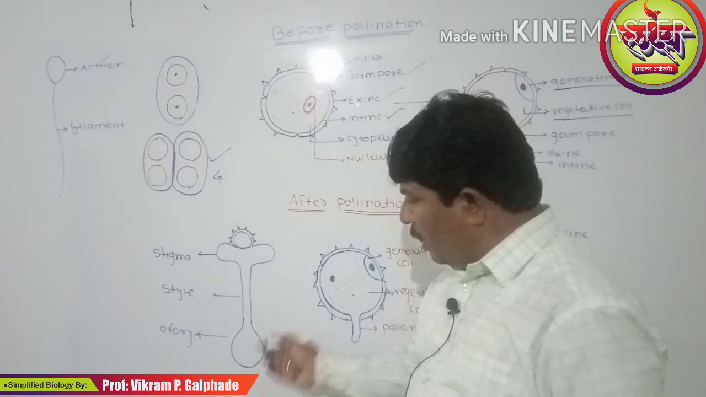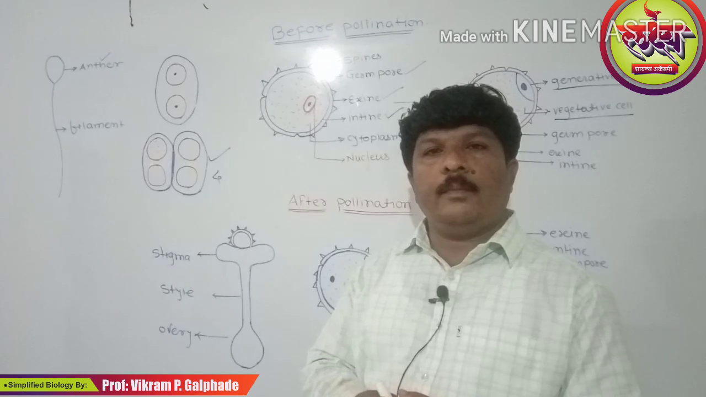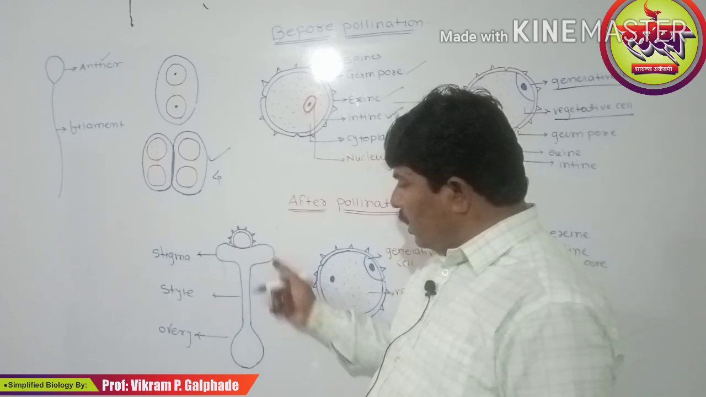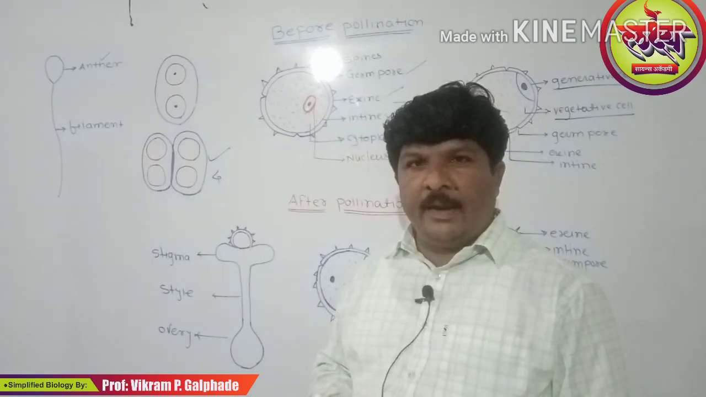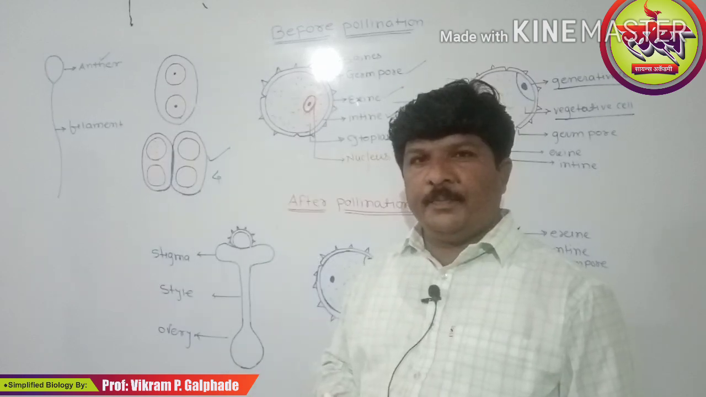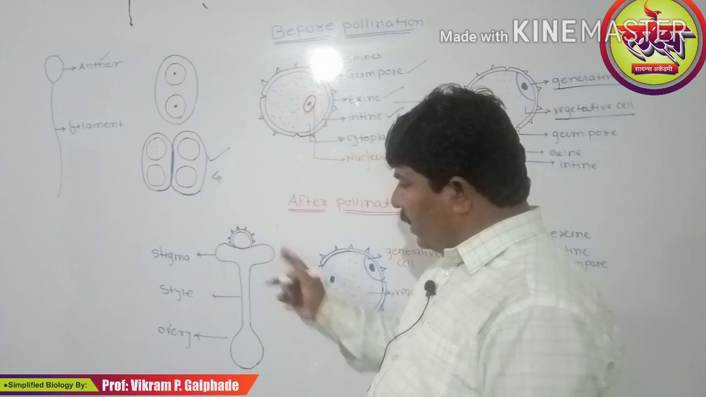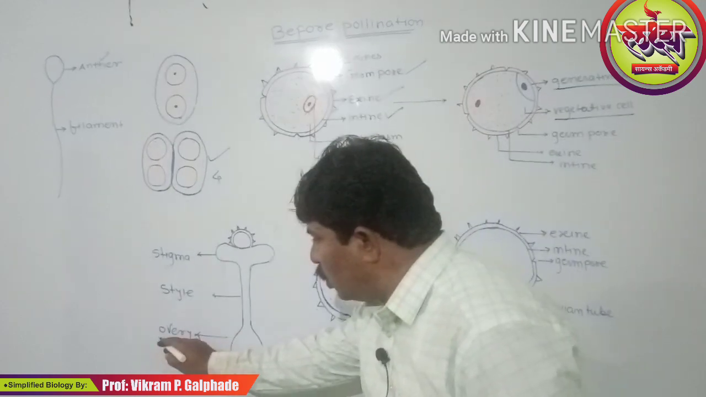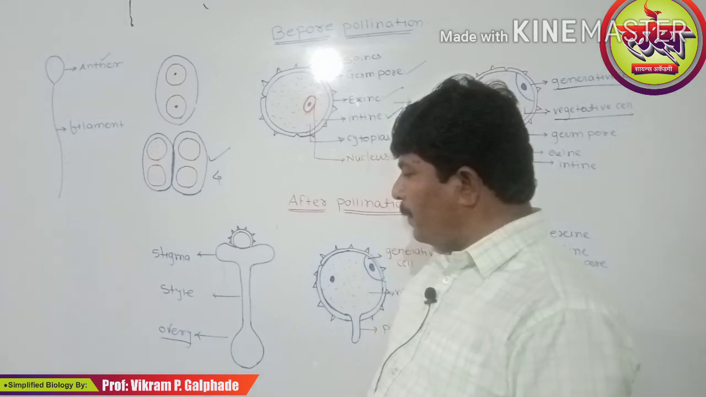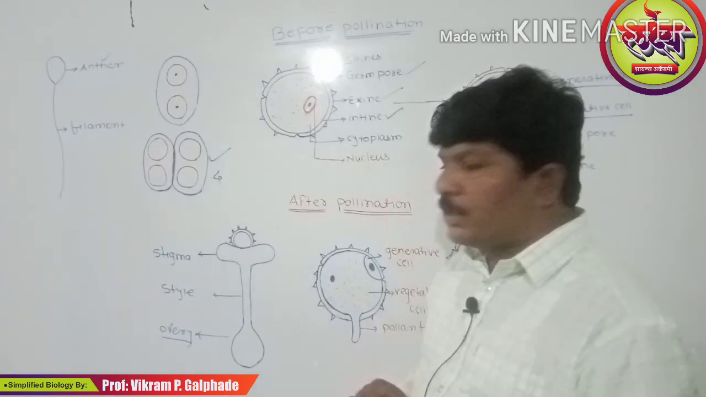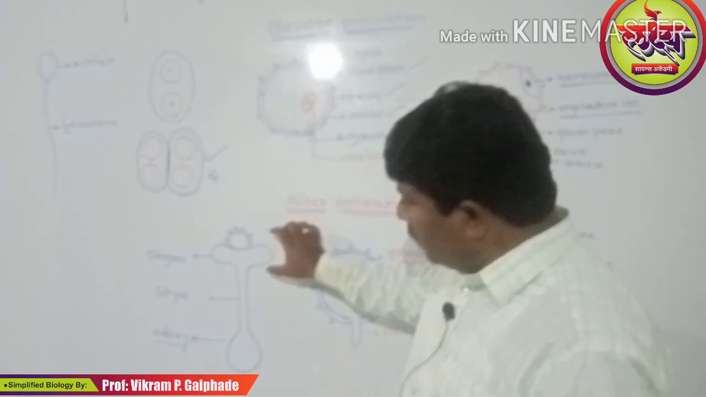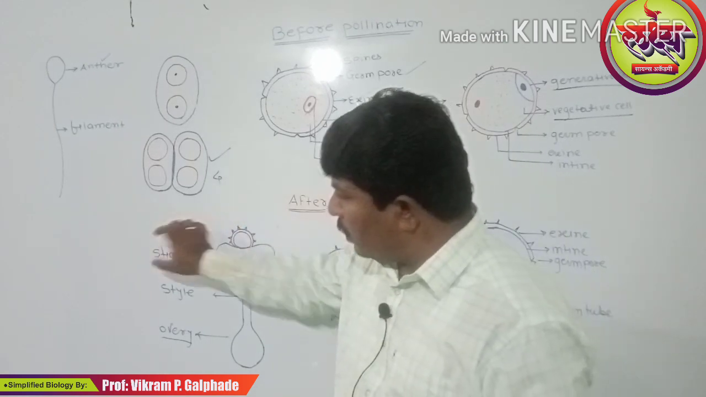This is the female reproductive whorl, the gynoecium. Gynoecium is also called the carpel. It may be known by the name pistil. It is made up of three parts. This lowermost swollen part is called the ovary. This middle tube-like structure is called the style, and this uppermost structure is called the stigma.